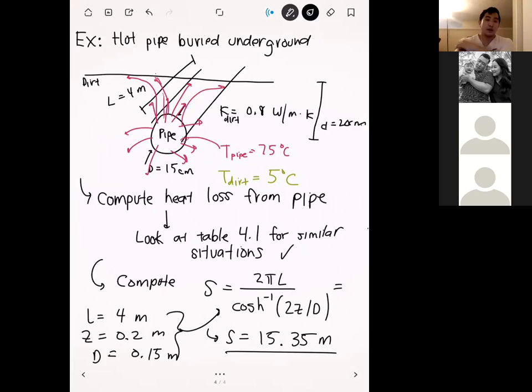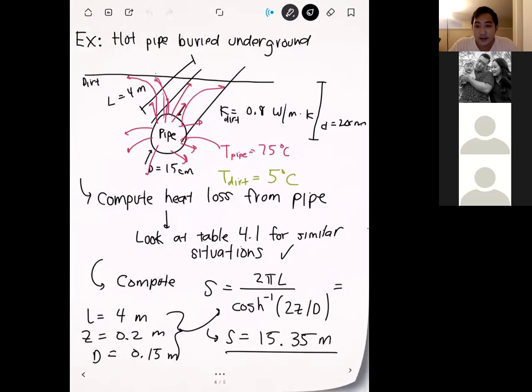Now that we have that shape factor, we can use it to compute the 2D thermal resistance for this pipe. All right. Any questions on this? Okay. All right. So let's set up.